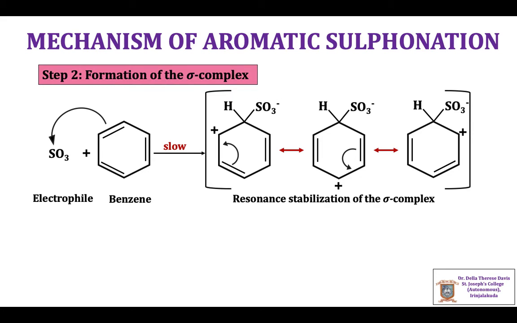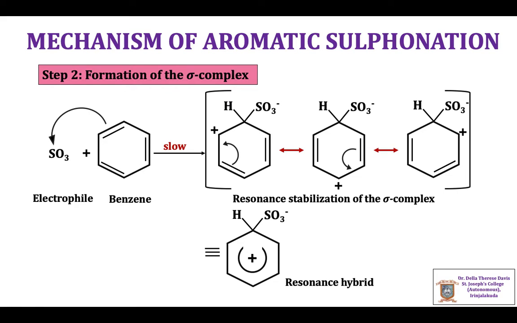In the previous cases, in the sigma complex, there was no charge on the electrophile when it bonds with the benzene ring. Here the sigma complex is totally neutral. In the previous cases, the sigma complex was positively charged. The hybrid structure is shown here.